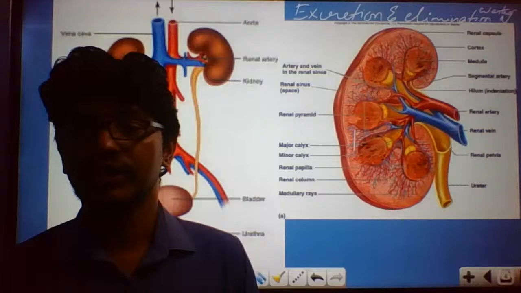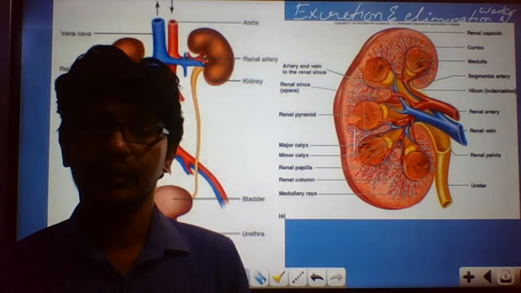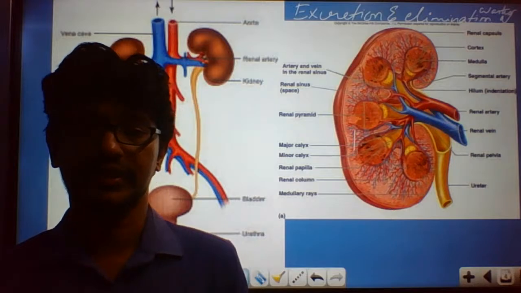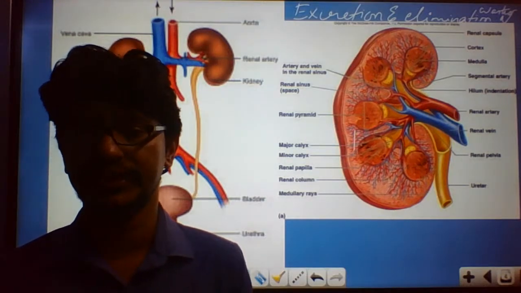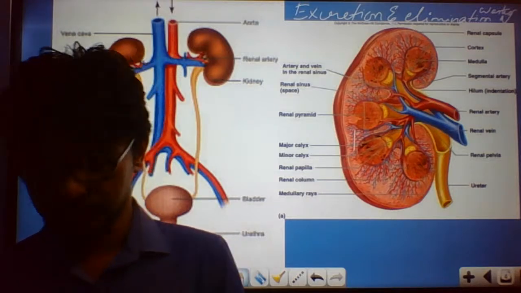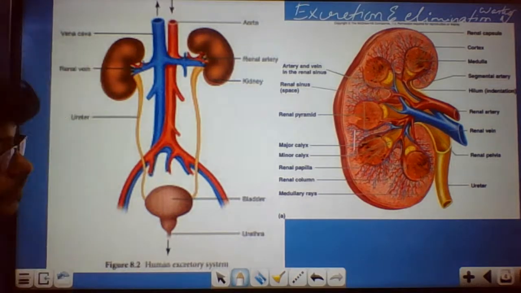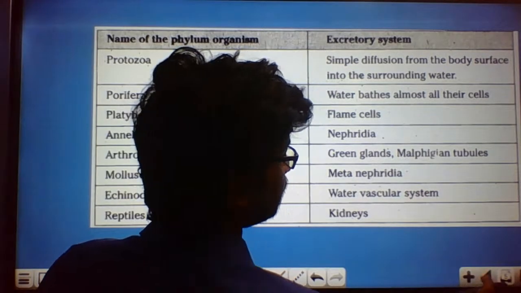Okay, so nitrogenous waste: ammonia, urea, and uric acid. All these things come under the nitrogenous waste. The main function of the kidney is osmoregulation, and it also maintains the ionic balance of the body fluids. So now we move on to the types of excretion.